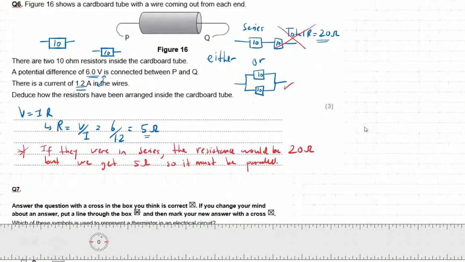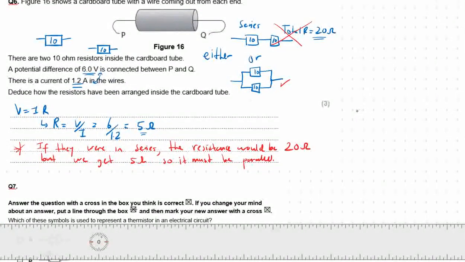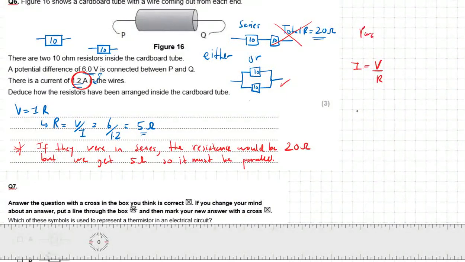The second way of looking at it is the current. So you can argue that you can work out the current individually in this case. So for example, V is equal to IR. Now, if it's in parallel, we know that the current will be split, but the voltage will stay the same. So it'll be 6 over 10, and this gives 0.6. So one resistor will have 0.6, and the other resistor has 0.6. So split up.